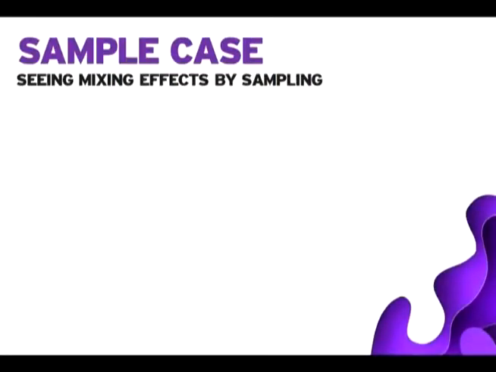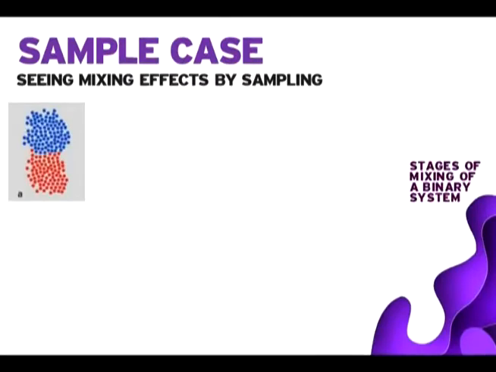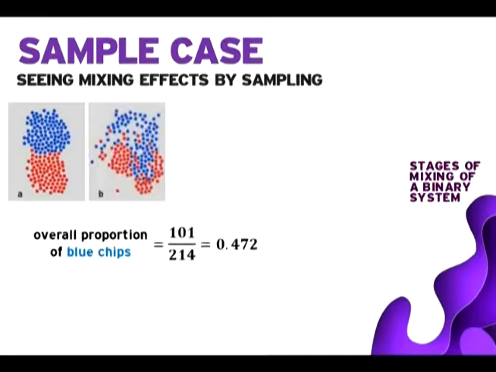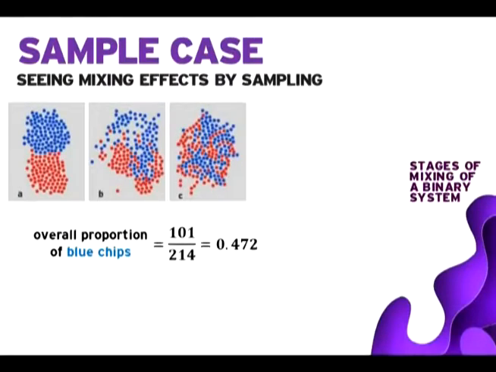The mathematical description of a mixing process starts by considering the simple case of mixing two components differing only by color, red and blue in this case. So two colors of beads go through stages of mixing, where we can see how the variance changes as mixing proceeds. The overall proportion of blue chips is 0.472, and at any instance in time, if we were to split the mixture into many different samples and investigate the proportion of blue chips within the sample, we would expect to obtain a proportion of still 0.472.